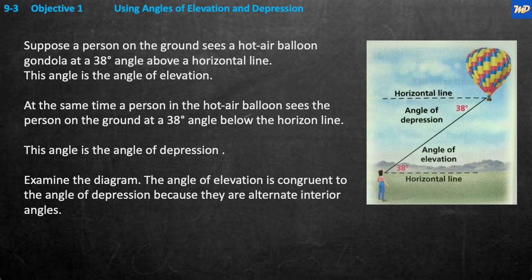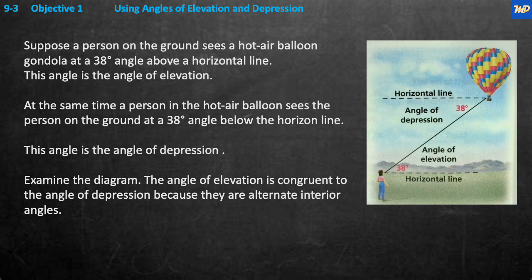Objective 1. Using angles of elevation and depression. Suppose a person on the ground sees a hot air balloon gondola at an angle of 38 degrees above the horizontal line. This angle is the angle of elevation. You can see it in the picture.